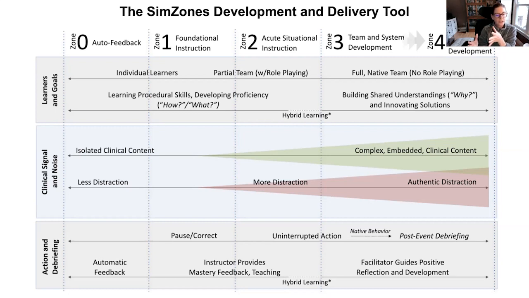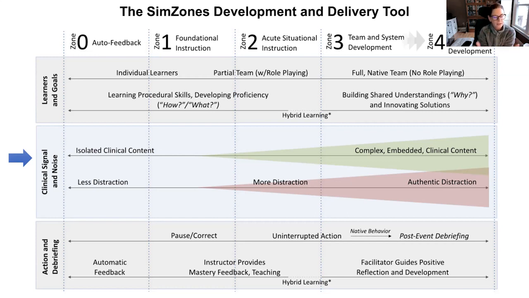Then zone 2 simulations is where they take what they learned in zone 0 and zone 1, and now they put it in the acute situational instruction. So you can see down here on the clinical signal and noise, in zone 0 and zone 1 there is nothing else going on. You've got a student and the content and the skill, and there are no other distractors. So they are not having to do this on a real person. They're doing it on a mannequin. So they're listening to hearts and lungs on the SAMI mannequins.